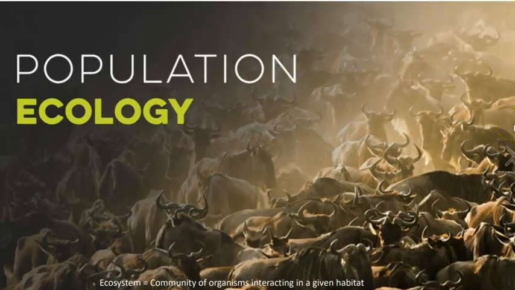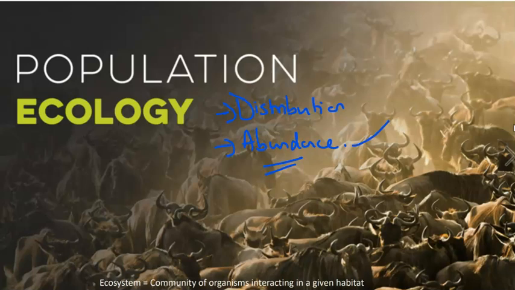Ecology is the study of the distribution, so that's the location, and abundance of a species. So distribution is their location, abundance is how many. Initially, we're going to be looking at the abundance aspect of this definition of ecology and the factors which are affecting the abundance.